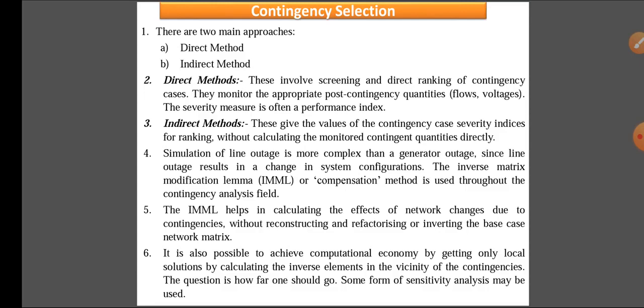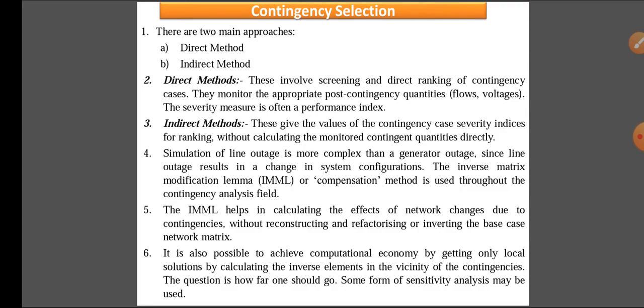The next point is that simulation of line outage is more complex than generator outage. This point will be much clearer when we discuss contingency analysis in our next video lecture. But till now, please try to concentrate on this point. The simulation of line outage is more complex than generator outage, since a line outage results in a change in system configuration.